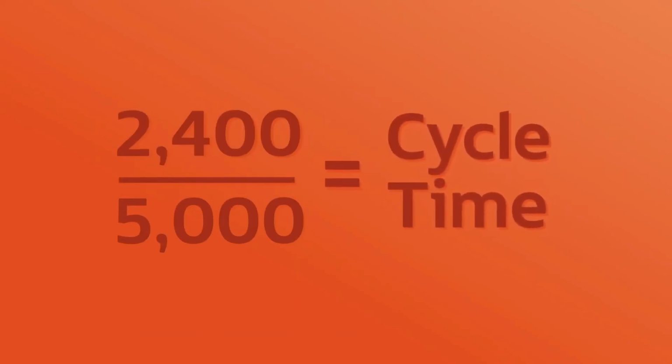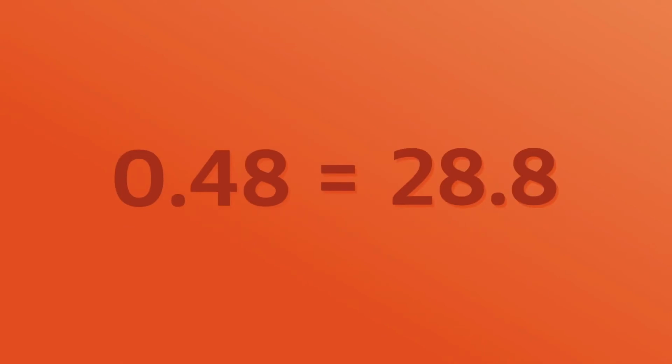The supermarket has placed an order for 5,000 cakes a week. The cake factory operates for 40 hours per week. That's 2,400 minutes. We can use these figures to calculate the required cycle time. A new cake must start production every 28.8 seconds if the factory is to achieve its target. How many stages does that require?